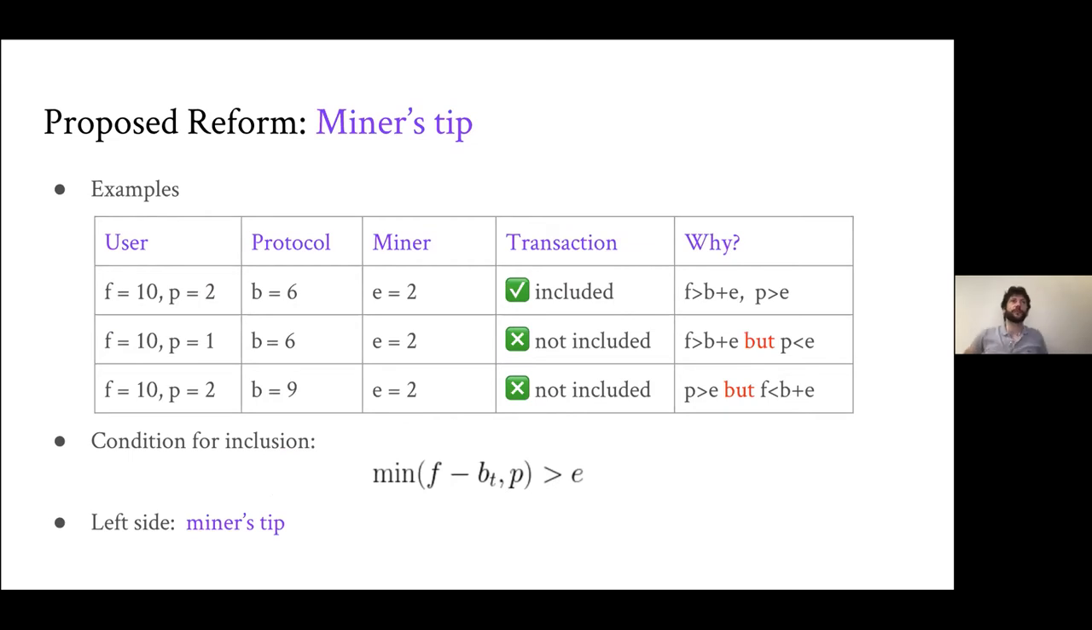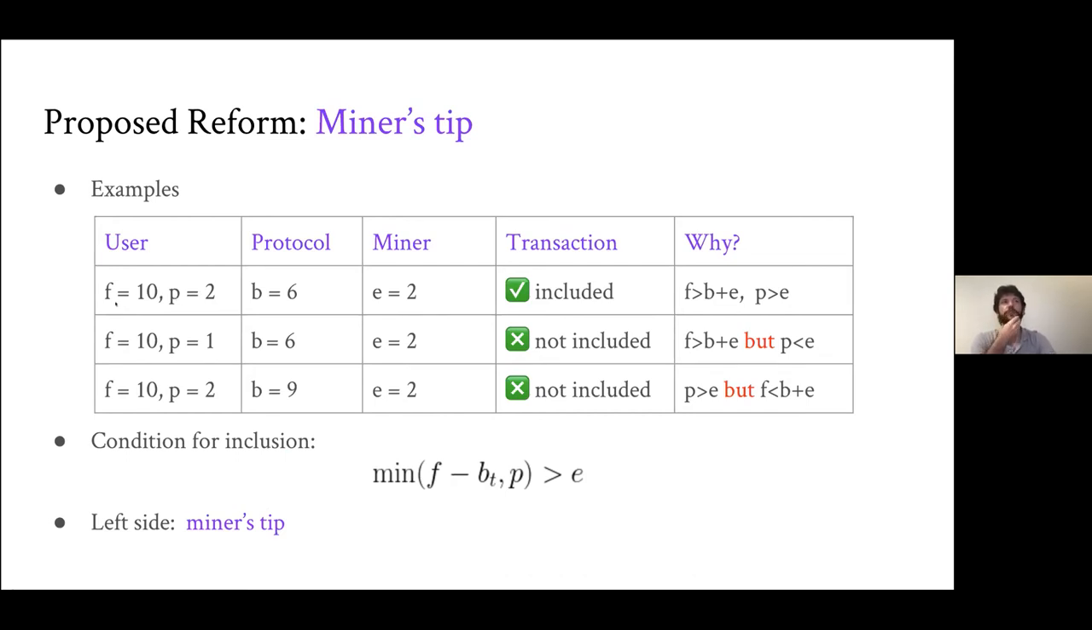So let's see some examples of how this could work. Let's plug in some real numbers here. Suppose, let's not worry about the unit, the fee cap is 10, the premium is 2, and the base fee is 6, and the miner's actual cost is 2. Okay, so in this case, the transaction will be included. Why?